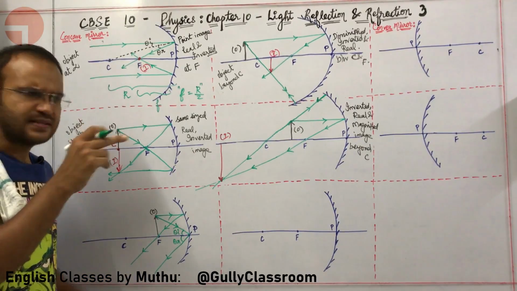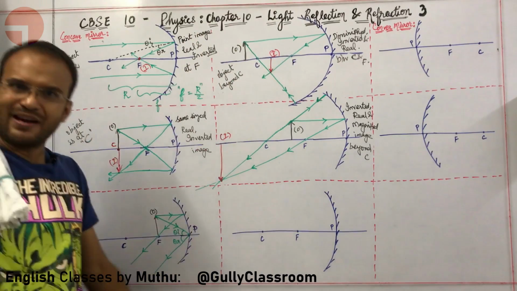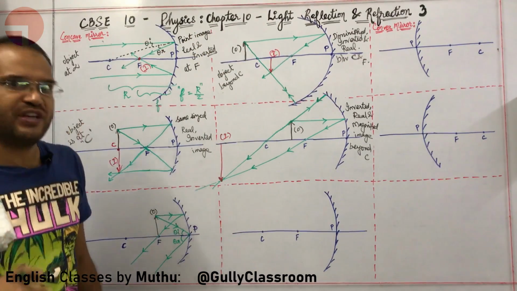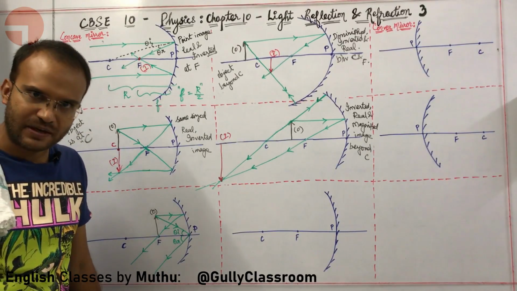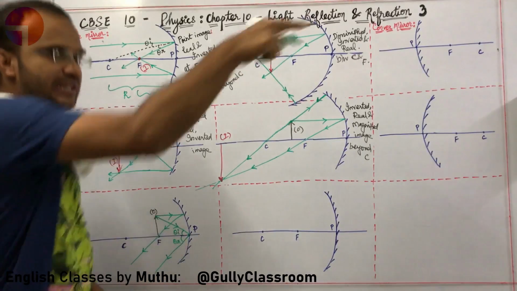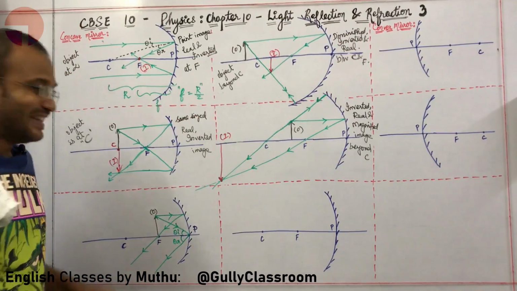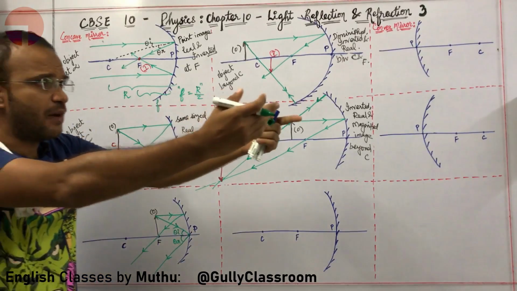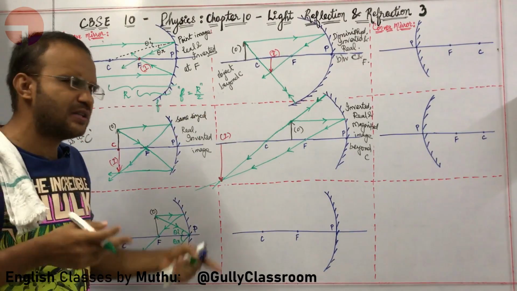Sir, if light rays coming from infinity are becoming parallel, obviously, what will happen? The light rays that are parallel to each other will meet at infinity. Imagine this. Light rays are coming from infinity. What is their nature? They are obviously parallel.